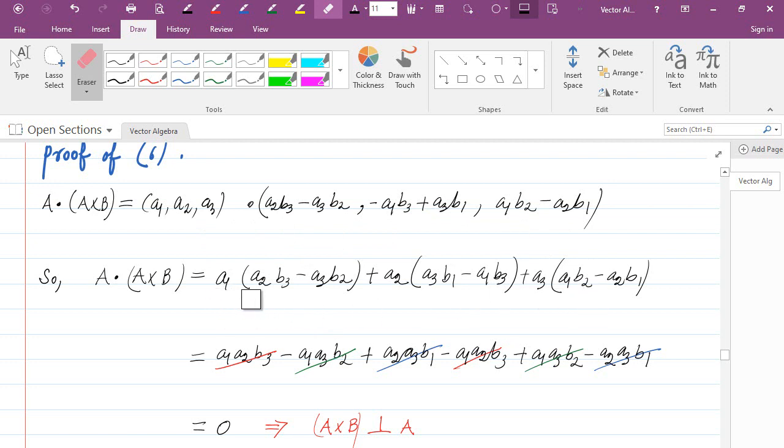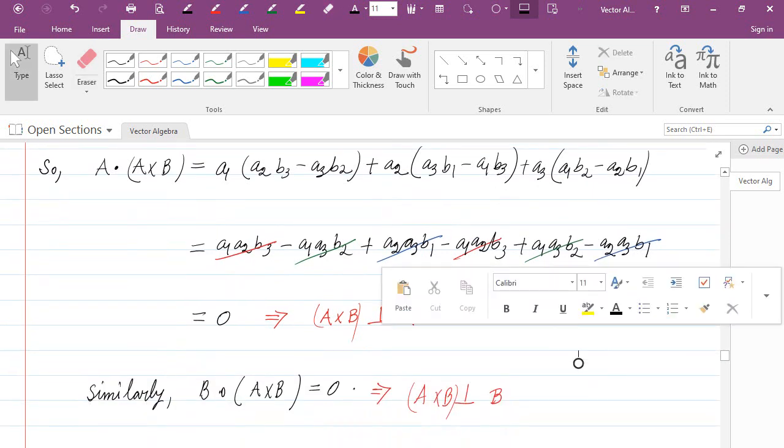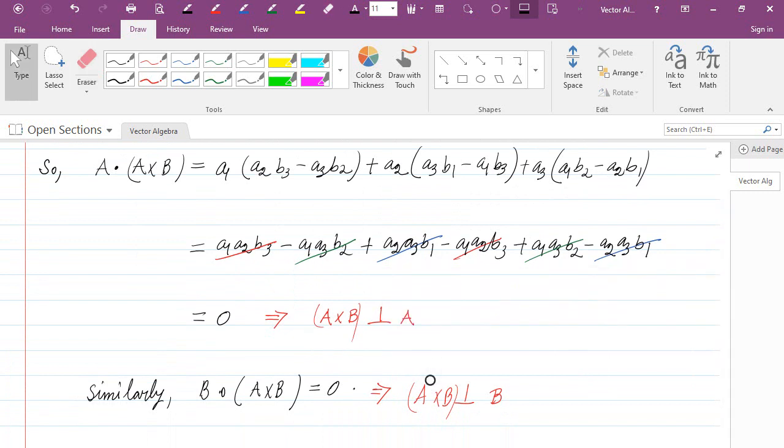So now we multiply out completely. A1A2B3 minus A1A3B2, plus A2A3B1 minus A2A1B3, plus A3A1B2 minus A3A2B1. After we write them, we see that all of them cancel out, so we get 0. As a result, we can say that A cross B is perpendicular to A.